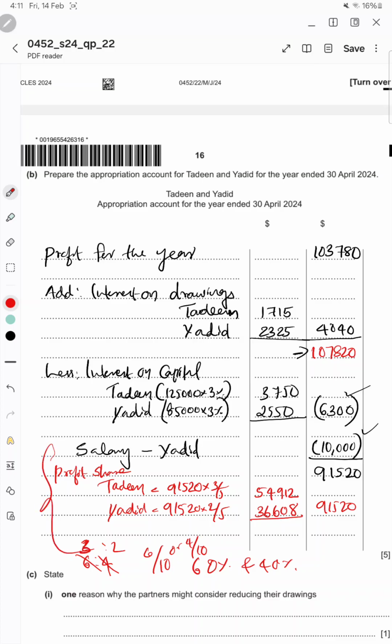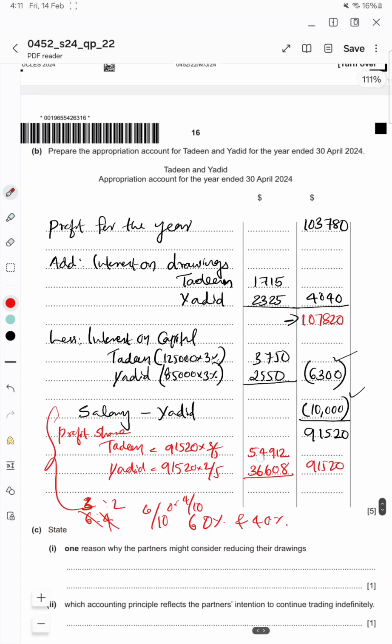This is the profit share. It is the residual profit after deduction of all the other adjustments like interest on drawings, interest on capital, etc. You have to share the remaining profit among the partners in the given ratio. So this is all about partnership accounts, how to do them.